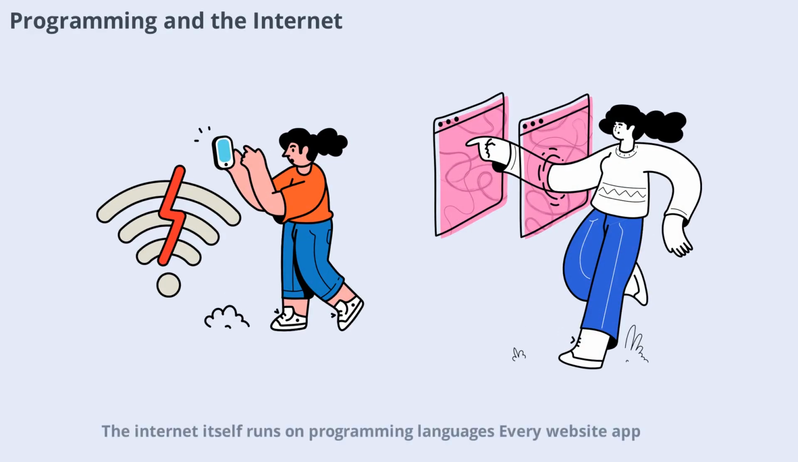The internet itself runs on programming languages. Every website, app, and online service is built with code. Programming languages make it possible for us to connect, share, and access information from anywhere in the world.